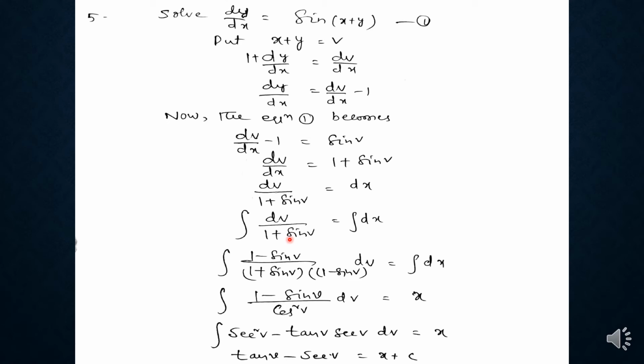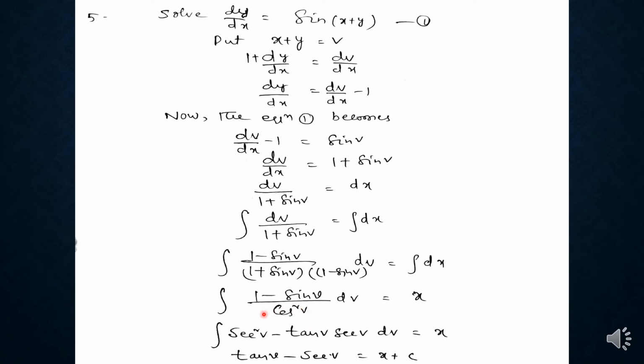By multiplying the numerator and the denominator by 1 minus sin v, this becomes 1 minus sin v by 1 plus sin v into 1 minus sin v dv, that is 1 minus sin v by 1 minus sin square v, a plus b into a minus b form, that is 1 minus sin square v, which is equal to cos square v dv is equal to integral dx is x. So this can be written as 1 by cos square v minus sin v by cos square v means tan v into secant v dv is equal to x.